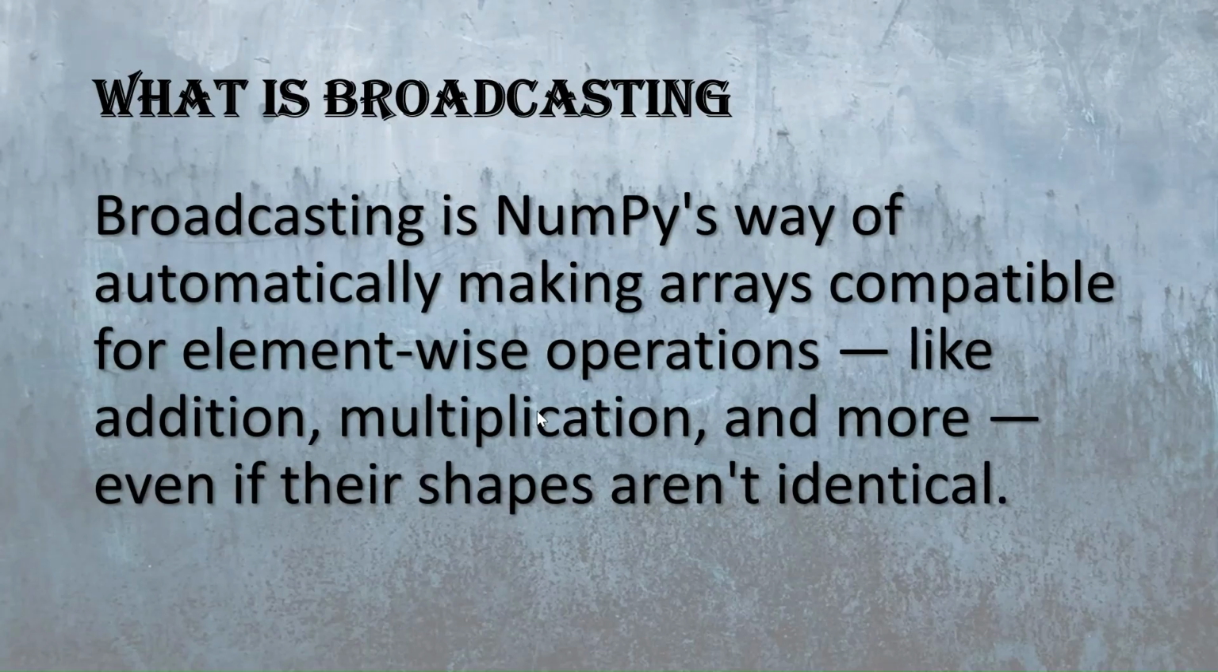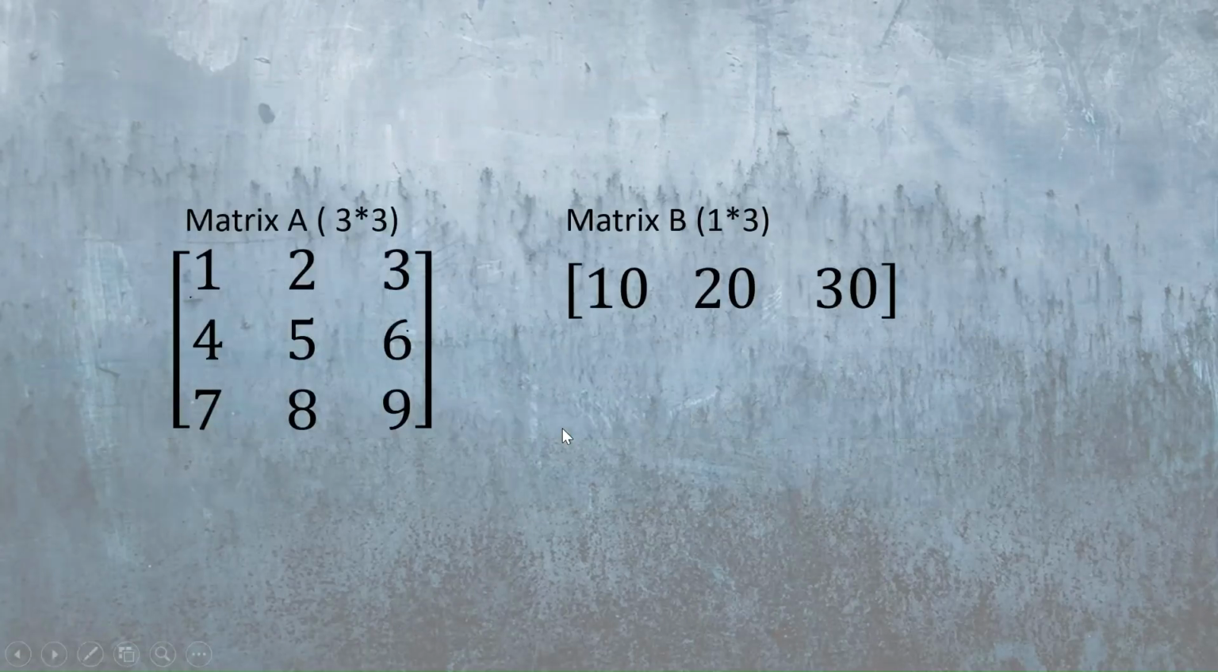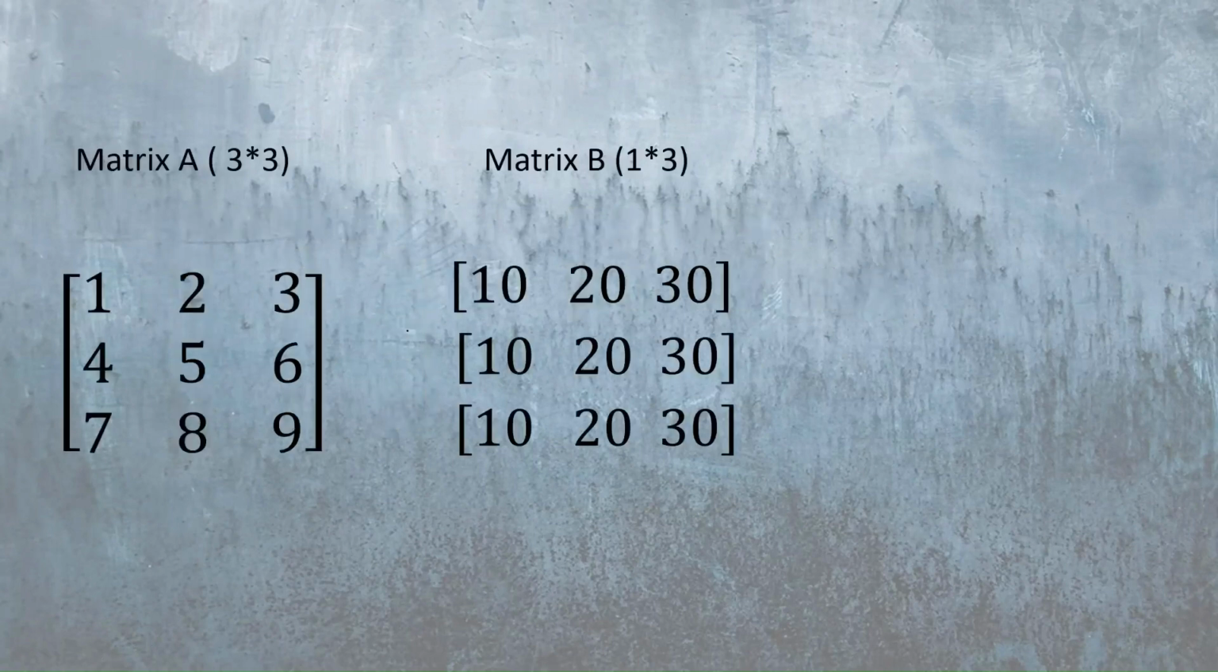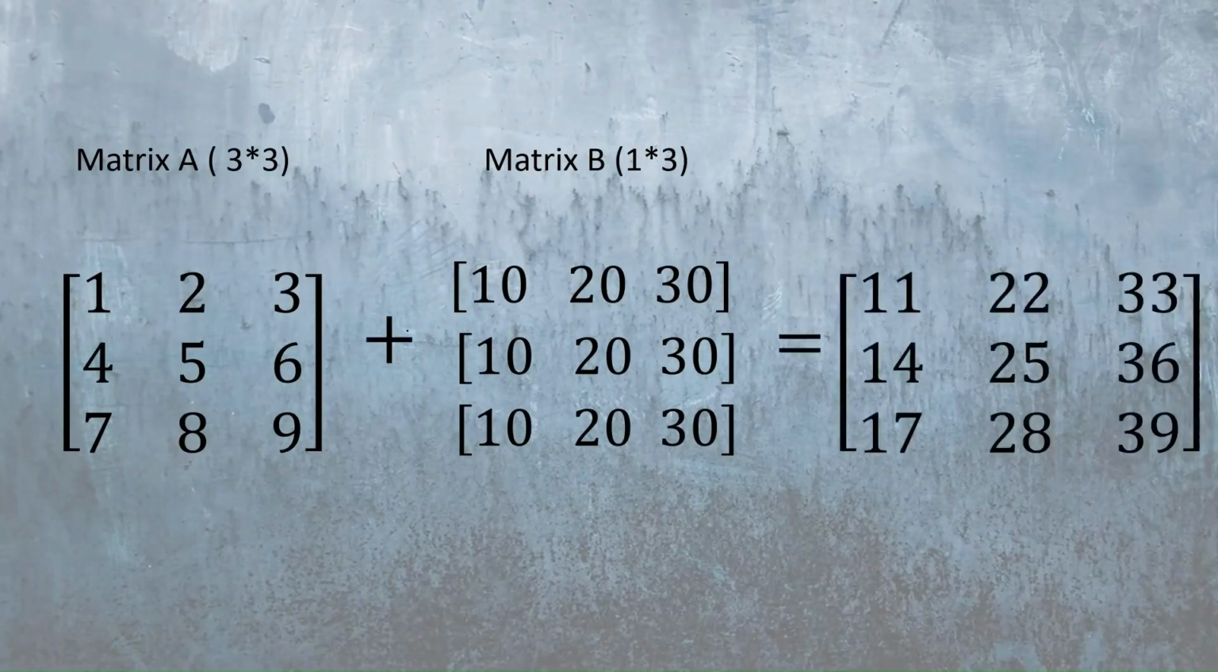Now let's understand this with the previous example. We had two matrices, one of size 3 cross 3, another one of size 1 cross 3. Now let's see how B, the smaller matrix, is broadcasted to match A. So this is what happens. Then we do A plus B, and this is the output that we get. Element-wise addition is applied on the two matrices. That's broadcasting in action.